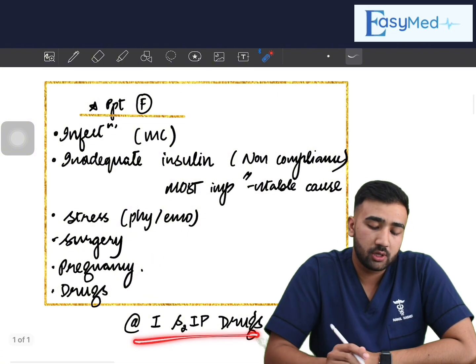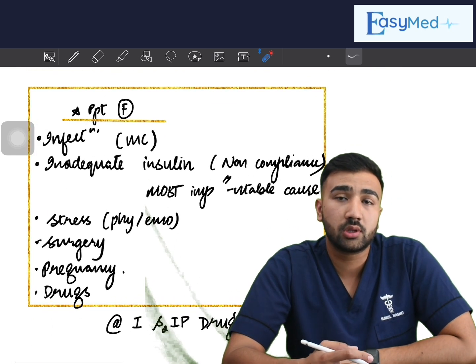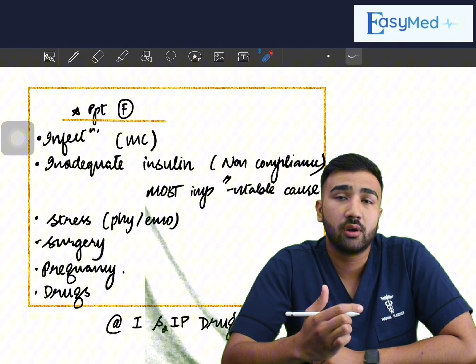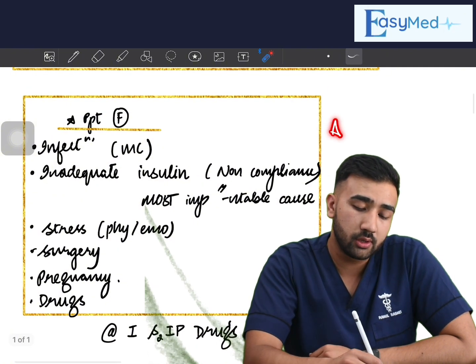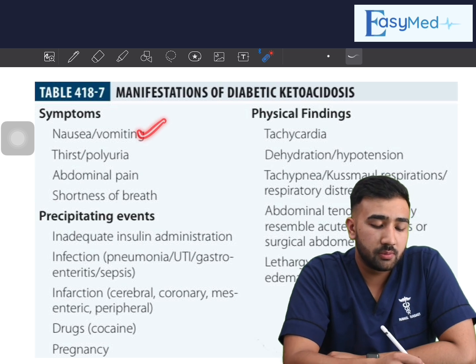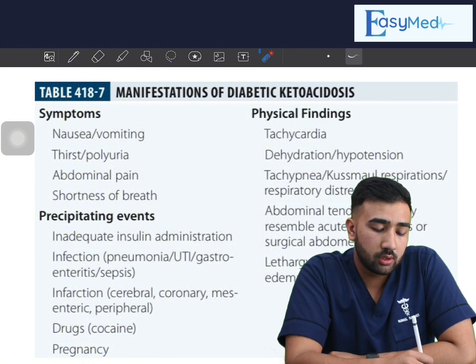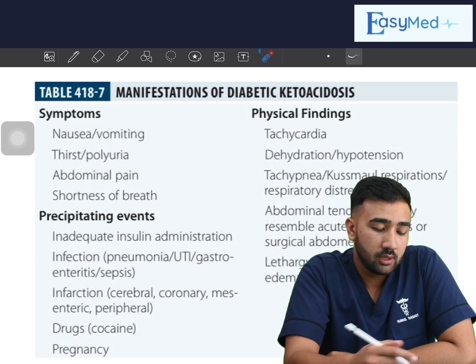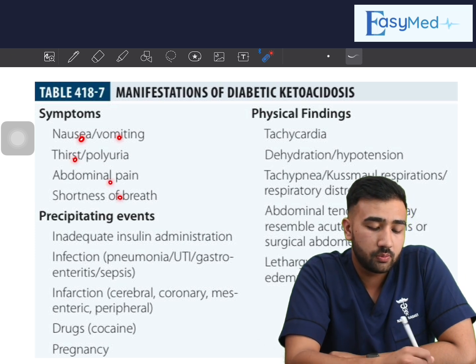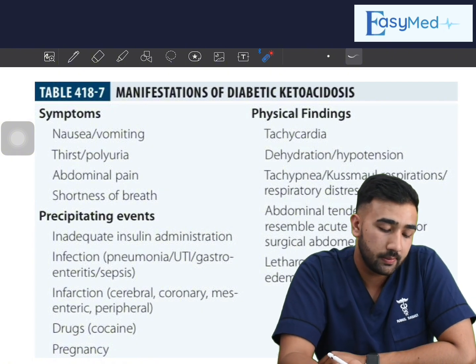So this is a small mnemonic if you want to remember the precipitating factors. So the precipitating factors for both DKA and hyperglycemic hyperosmolar state, that is HHS, are the same. So we need to remember this, it is very important. So the symptoms are nausea and vomiting, thirst, polyuria, abdominal pain, and shortness of breath. So this polyuria is a complication of diabetes itself, and other causes will be explained, but why this is occurring will be explained in the pathogenesis.